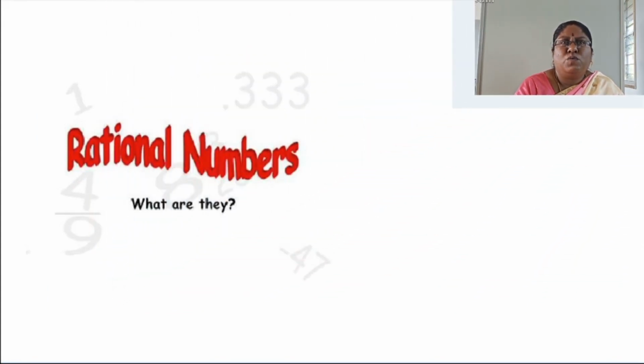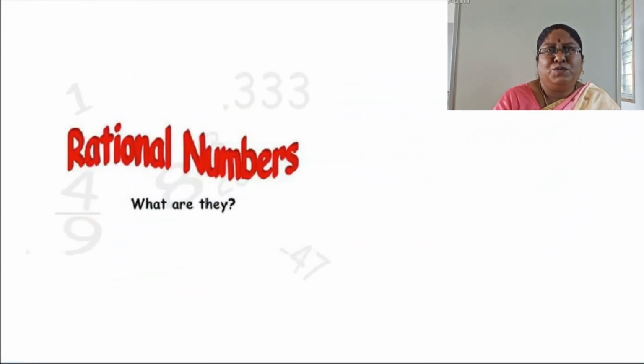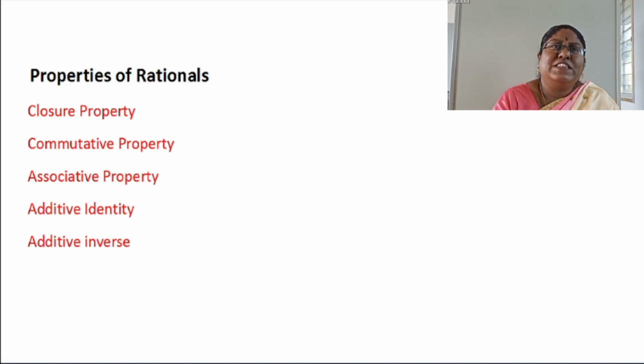Rational numbers, what are they? Already you recall your definition: a number that can be expressed in the form a by b, where a and b are integers and the value b is not equal to 0. Values like these are called rational numbers. So in these rational numbers, what do we have?